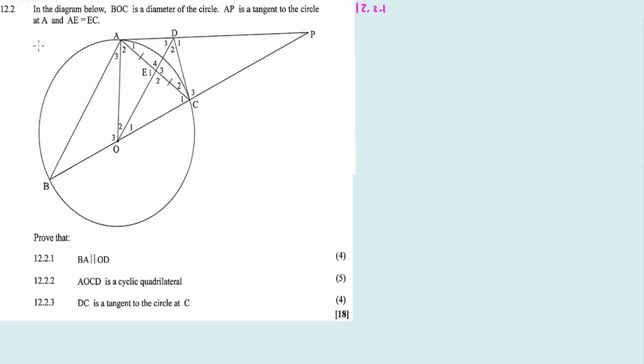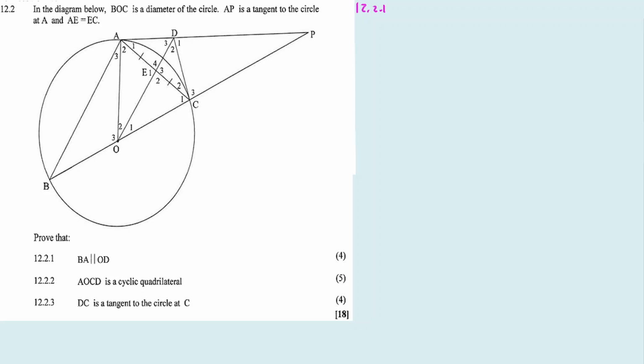To prove parallel lines, we use alternating angles, co-interior angles, or corresponding angles. Remember, we prove using corresponding, alternating or co-interior angles. So in order to prove these parallel lines, we're going to need the values of the angles.